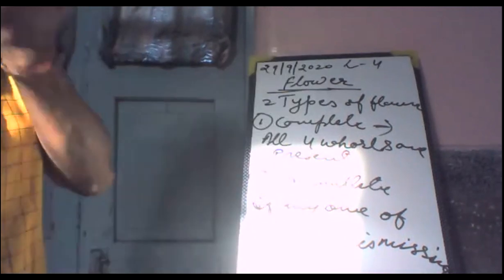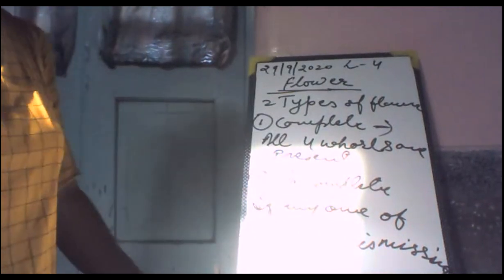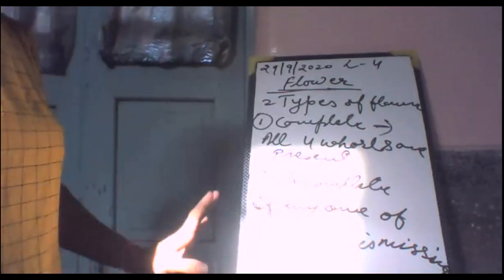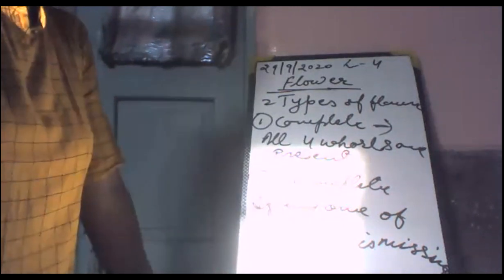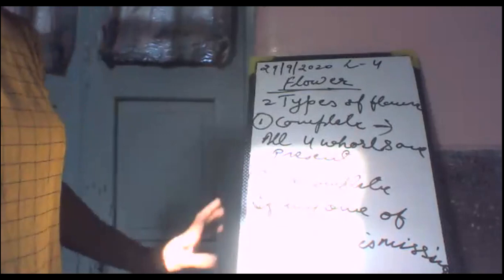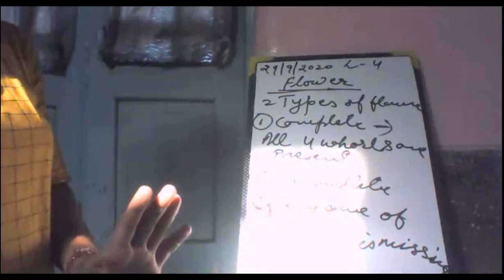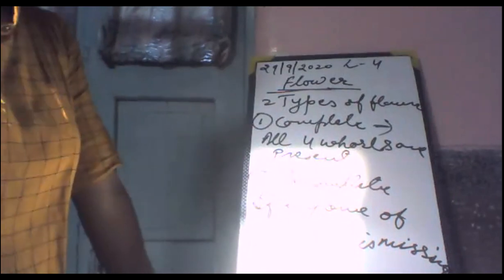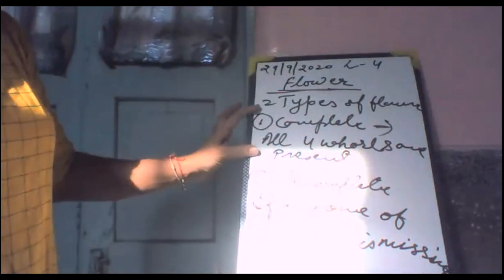Essential and non-essential parts of the flower. What are the essential parts of the flower and what are the non-essential parts? The essential parts are directly concerned with reproduction, because the flower is the reproductive unit of a plant. So it is necessary to have all the reproductive parts in the flower. These parts consist of the stamens and carpels. Stamens and carpels are the reproductive parts of the flower, the androecium and gynoecium.